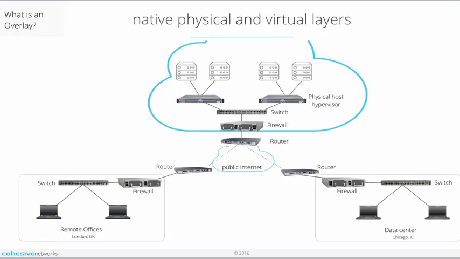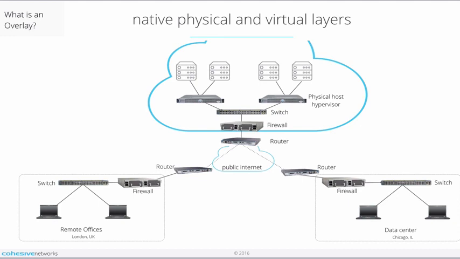Our product, VNS3, virtualizes six network functions. VNS3 acts as a virtual router, switch, firewall, VPN concentrator, protocol redistributor, and extensible NFV. So what is an overlay?